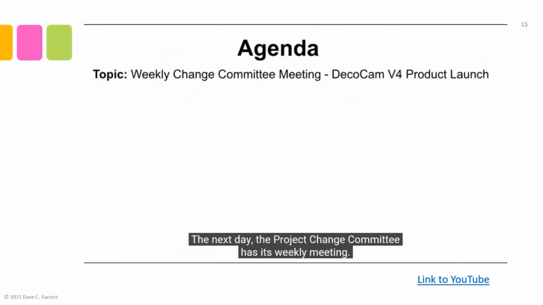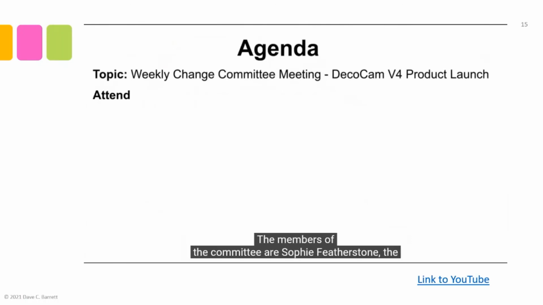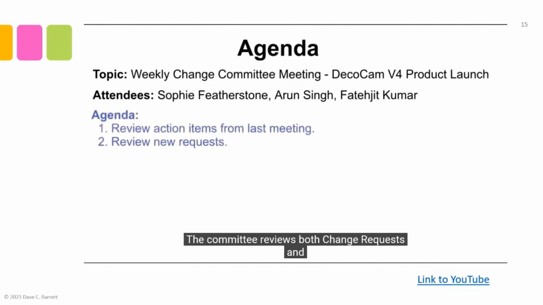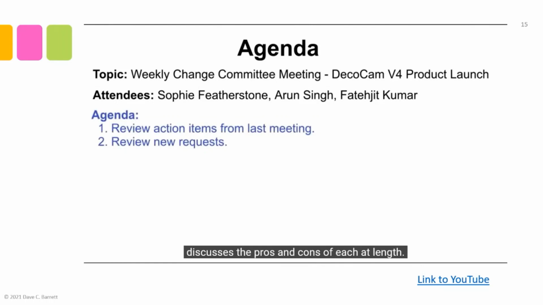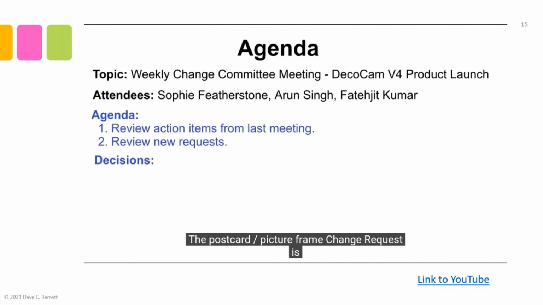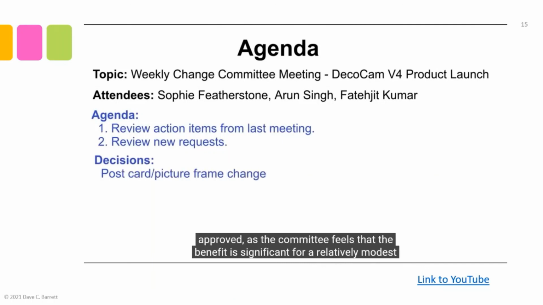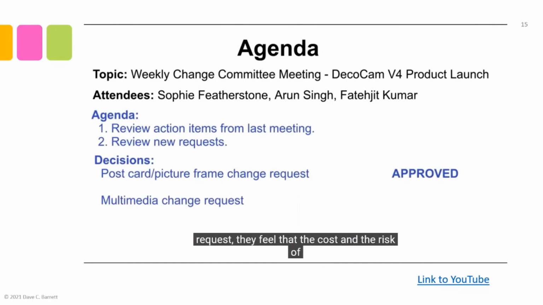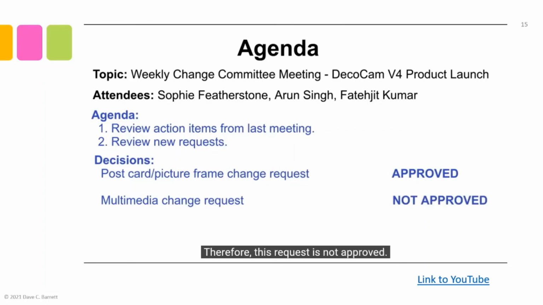The next day, the Project Change Committee has its weekly meeting. The members of the committee are Sophie Featherstone, the project manager, Arun Singh, the project sponsor, and Fatijit Kumar, the business analyst. The committee reviews both change requests and discusses the pros and cons of each at length. The postcard picture frame change request is approved as the committee feels that the benefit is significant for a relatively modest cost. While they are tempted by the benefits of the multimedia request, they feel that the cost and the risk of errors occurring at the trade show are just not worth it. Therefore, this request is not approved.